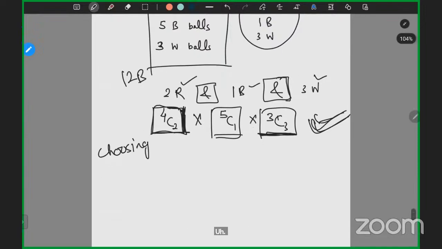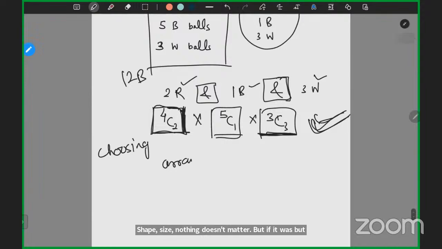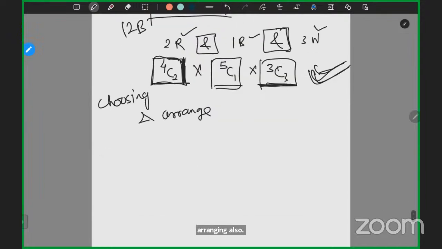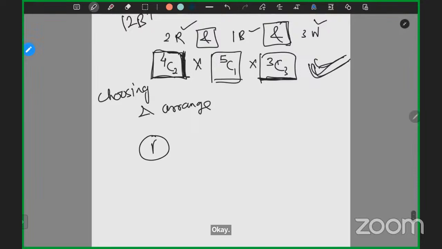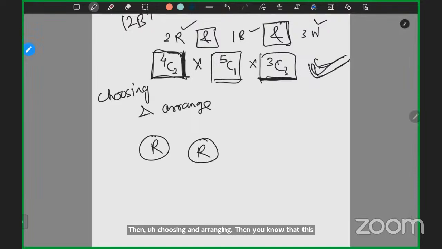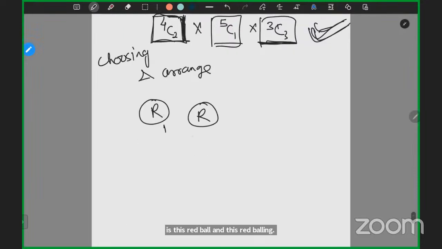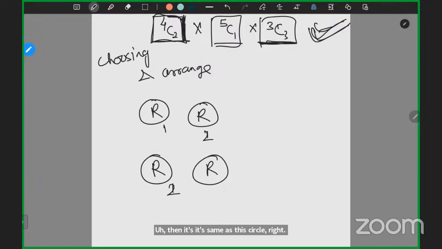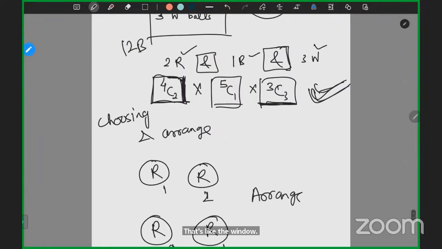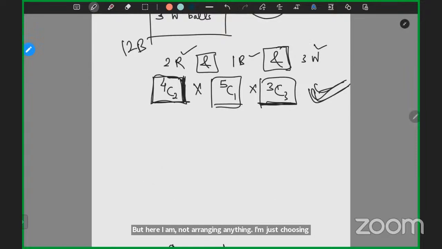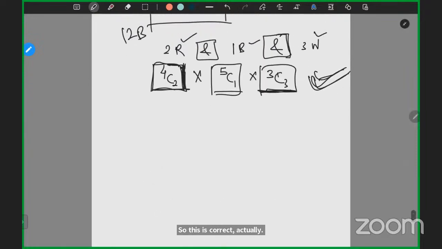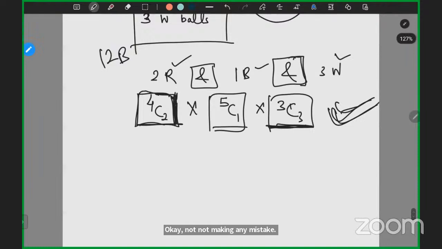But if it was about arranging, then choosing and arranging, you know that this red ball and this red ball I'm arranging, let's say I'll give numbers, then it's the same as this also, right? That one and sorry, two and one, I mean this arrangement. But here I'm not arranging anything. I'm just choosing. So this is correct actually. Okay, not making any mistake. This is correct. It's good. Yeah, I made a mistake and then I resolved it.